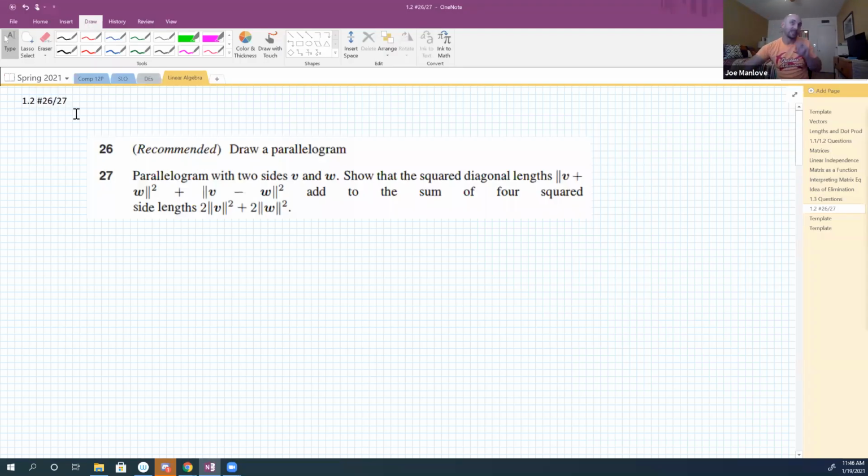All right, so Cody wants to do number 26 and 27 in 1.2, which is recommended. And we might notice that there's really only one problem here because I'm pretty confident that draw a parallelogram got sorted. Parallelogram? Check. Full credit. Yeah, so these were supposed to be one problem that said draw a parallelogram with two sides V and W.